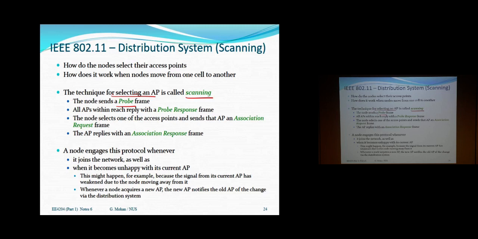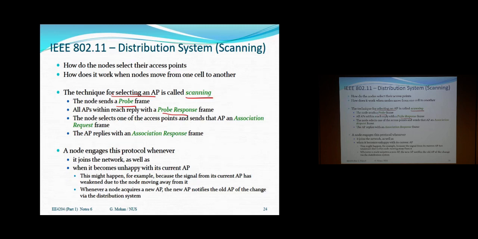Any access point, and there can be more than one access point, which can receive the probe will respond with a probe response. Maybe access point 1 may say, yes, I can serve you. Access point 2 also can say, I can also serve you. Then the node selects, okay, I don't want access point 1. Let's say I prefer access point 2.